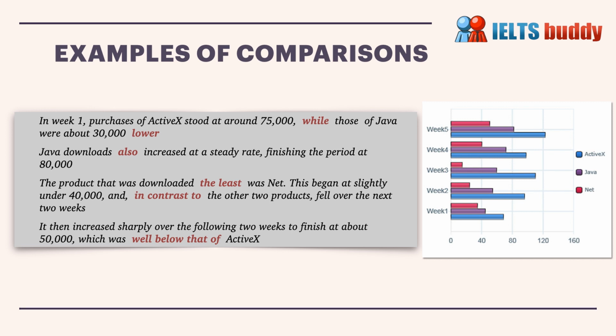Java downloads also increased at a steady rate. The product that was downloaded the least was Net. In contrast to the other two products, it fell. Then it increased sharply over the period of the following 2 weeks to finish at about 50,000, which was well below that of ActiveX. So you can see there's lots of comparisons in there. It doesn't just show increases and decreases.